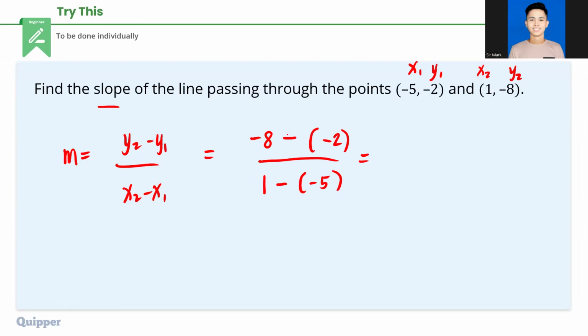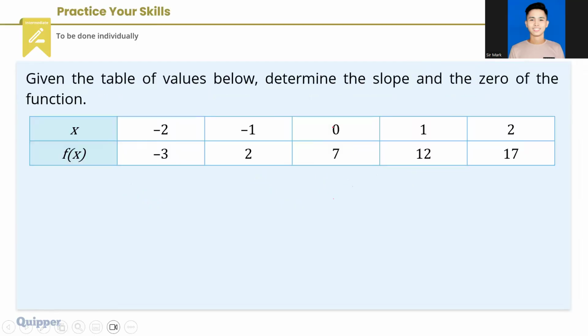Remember the process. Whenever we have minus and negative, this will change into positive, positive. Same goes in the denominator. And then let's simplify. Negative 8 plus positive 2 is negative 6. And then we have positive 1 plus positive 5 is 6. Simplify the slope, negative 1. So slope is negative 1.